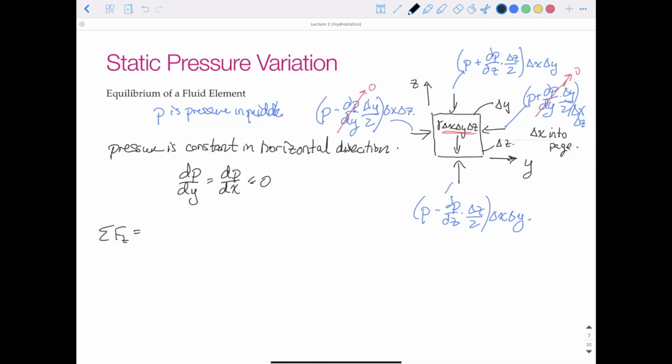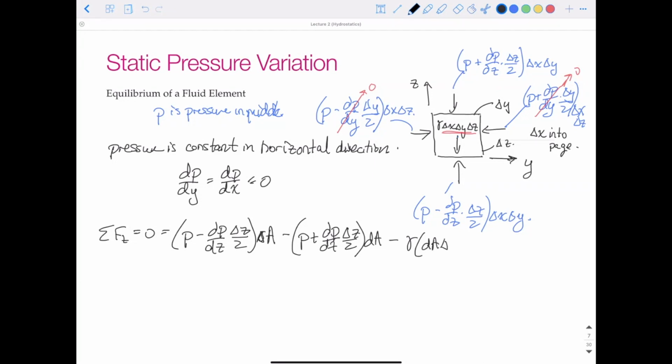So if we write the sum of the forces in the z direction, similar to what we did before, these are all equal to 0. We would end up with p minus the partial derivative of p with respect to the z direction times delta z over 2, times delta x delta y, which is just the area, delta A, minus p plus the partial derivative dp dz delta z over 2 times dA, and then lastly we're going to subtract gamma times the area delta x delta y, so dA, times delta z.